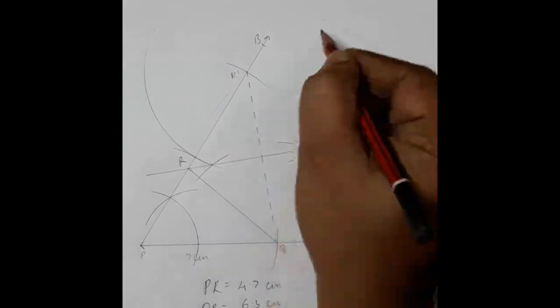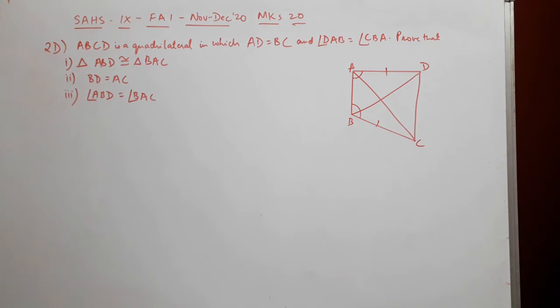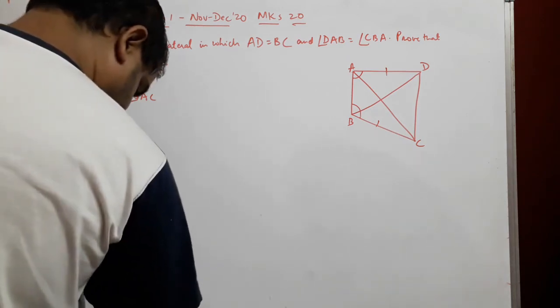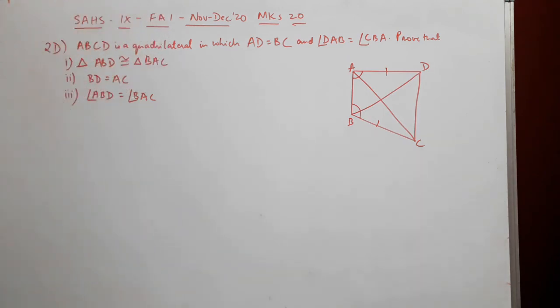And this triangle is for how many marks? This triangle is for 3 marks. So with this we solve question 2C. Question 2D says ABCD is a quadrilateral in which AD is equal to BC and angle DAB is equal to angle CBA. Prove that triangle ABD is congruent to triangle BAC, BD is equal to AC, angle ABD is equal to angle BAC. Let us begin with what we have been given.